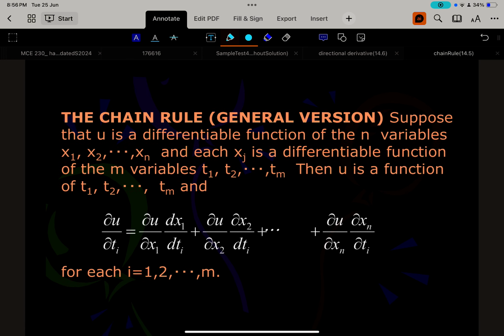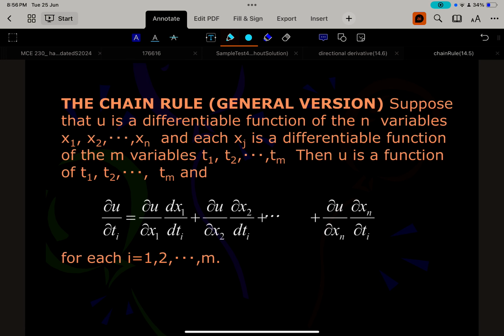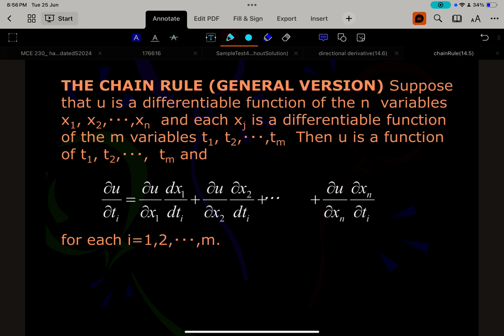What is this? This looks very complicated, and I agree with you if you say this is very complicated. But if you say this is not complicated, then you are a very smart person. The chain rule, the general version. Suppose that u is a differentiable function of the n variables x1, x2, xn. Now, what is u? It's basically like the z that we had before, but now he's calling it u for some reason, and I will stick with that. u is a differentiable function of n variables.